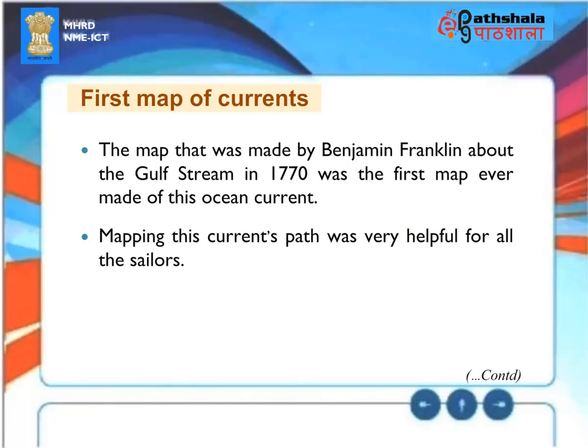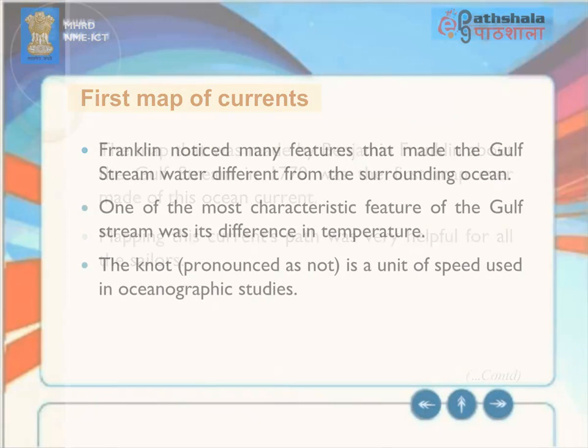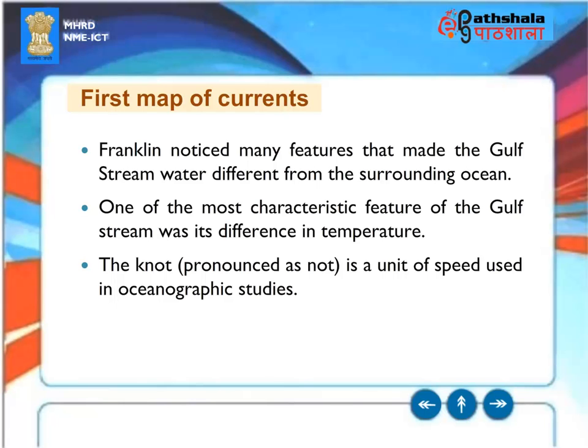Mapping this current's path was very helpful for all the sailors. Franklin noticed many features that made the Gulf Stream water different from the surrounding ocean. One of the most characteristic features of the Gulf Stream was its difference in temperature. The knot is a unit of speed used in oceanographic studies.